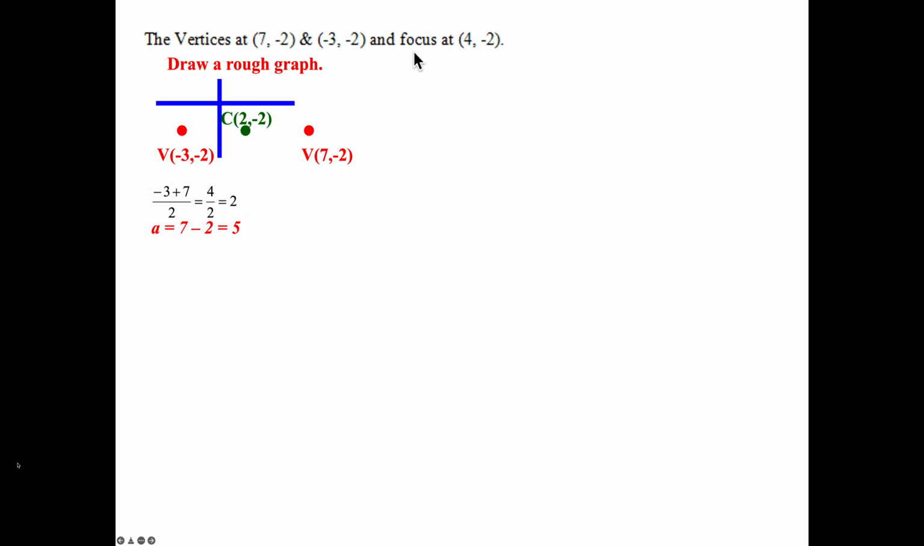Plot my foci, which is at 4, negative 2. All right, from the center to the foci, 4 minus 2 is 2. That's my c value.